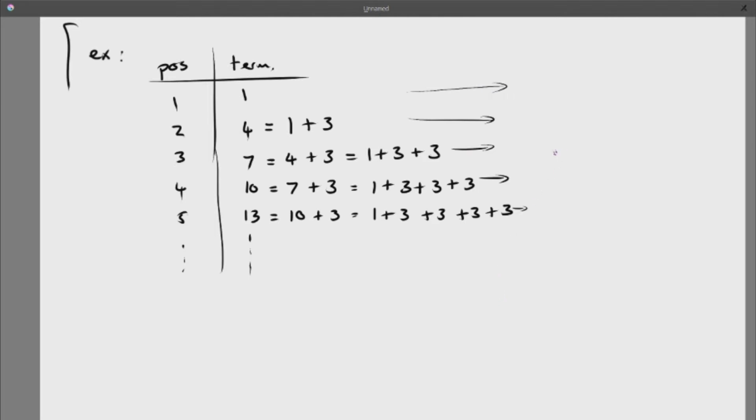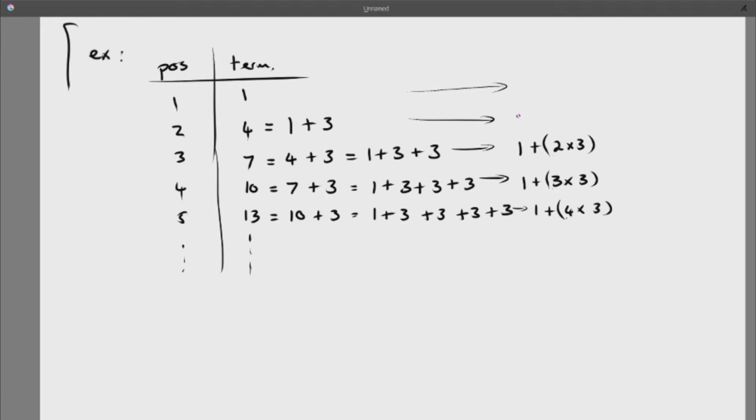So now let's see. The only thing that's changing here is the number of 3's that I'm adding. When I get to 7, it's 1 plus 2 times 3. The 10 is then really 1 plus 3 times 3. And the 13 is 1 plus 4 times 3.